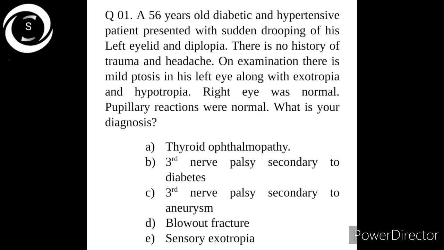But in Horner syndrome, there will be drooping, there will be anisocoria but not diplopia. In diplopia, the eye will be down and out. Like on examination, there is mild ptosis with exotropia and hypotropia. Pupillary reaction is normal. So when the eye is down and out with ptosis, it is third nerve. If pupil is normal, then it is due to diabetes, and if pupil is involved, then it is due to aneurysm. So answer is B.